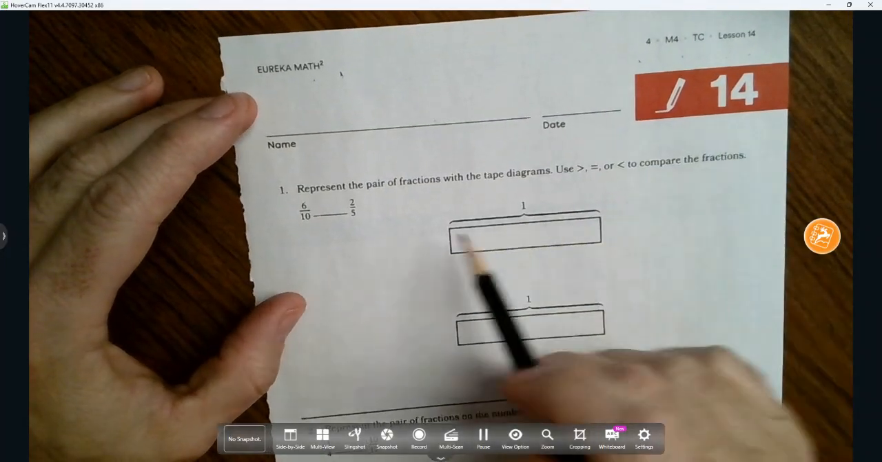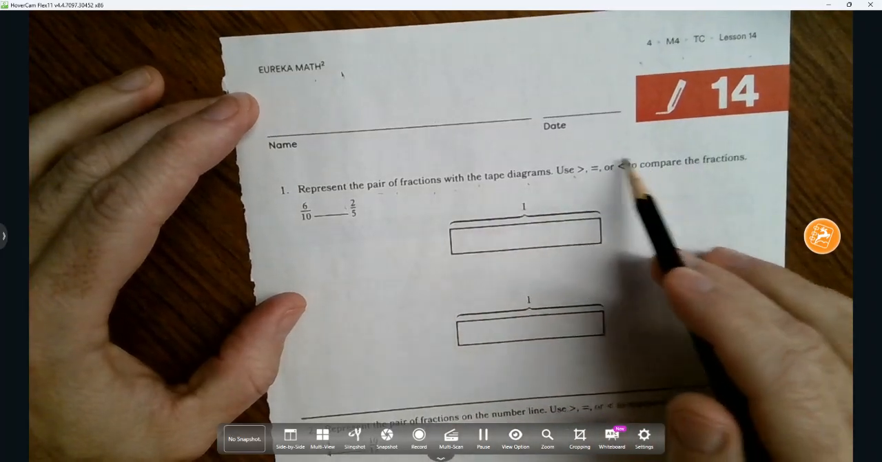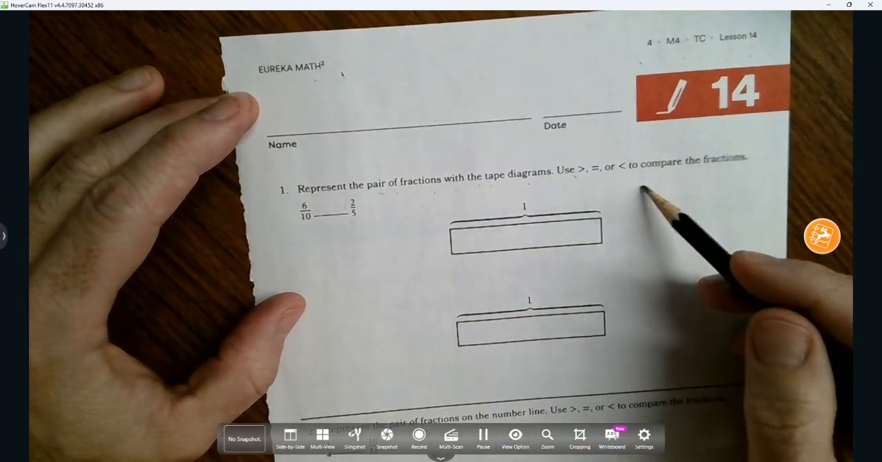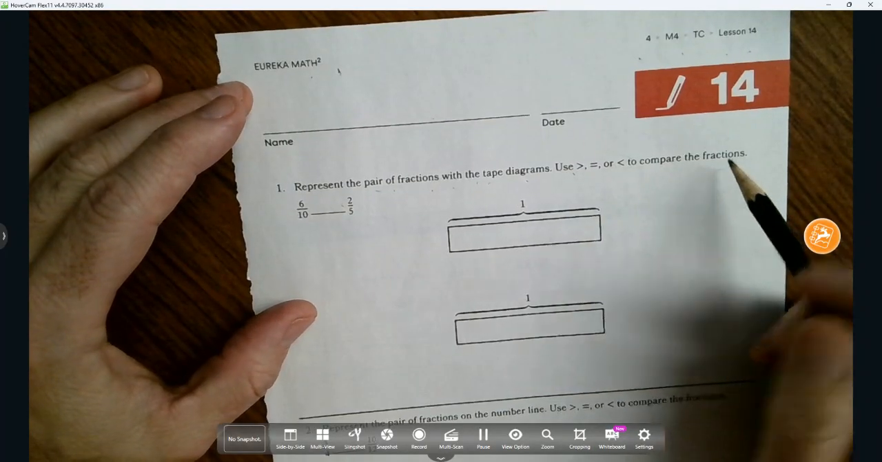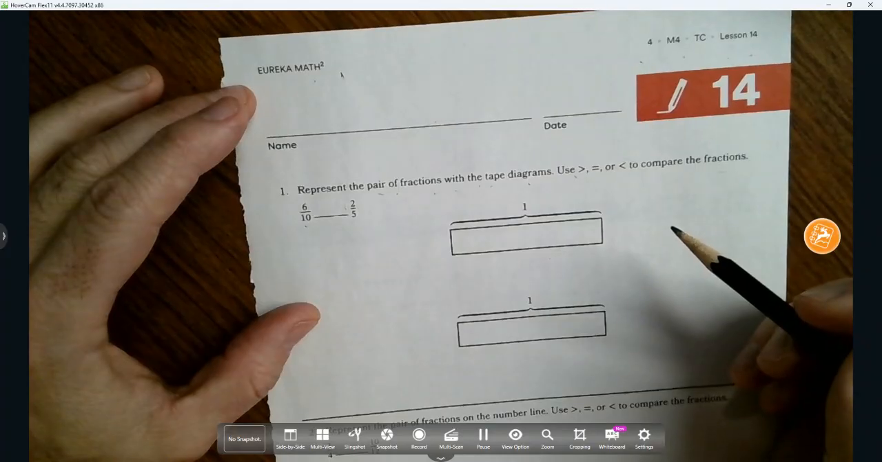Let's look at what we got. It says, represent the pair of fractions with the tape diagrams. Use our normal greater than, less than, or equal to signs to compare the fractions. So we got 6/10 and 2/5. We need to see what's bigger.